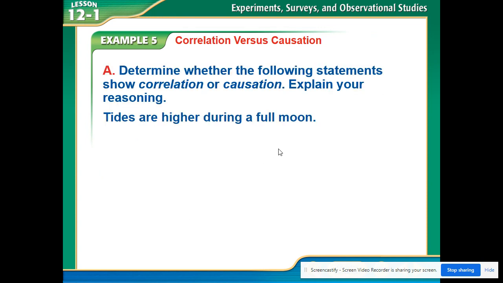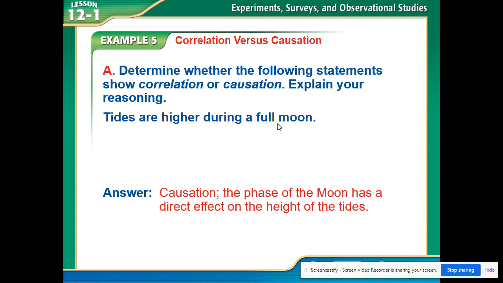Tides are higher during a full moon. Causation versus correlation. The moon causes tides. If you don't know that, that does happen. There would be no tides if there wasn't a moon. So the moon affects that, so that's a causation.